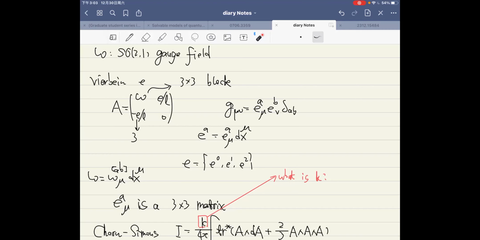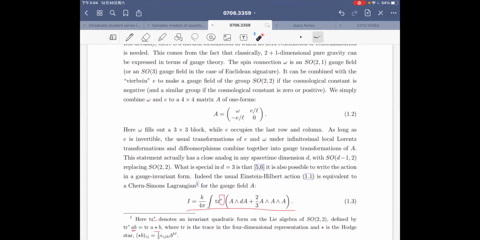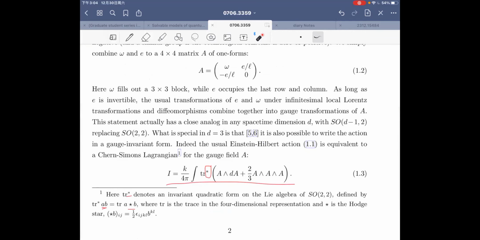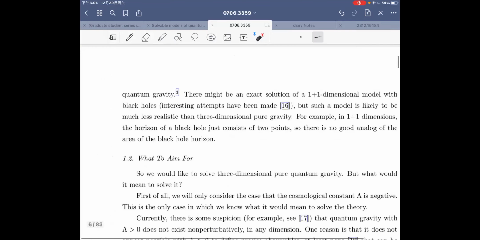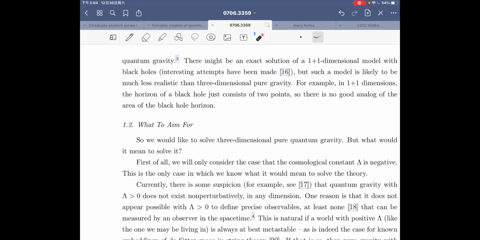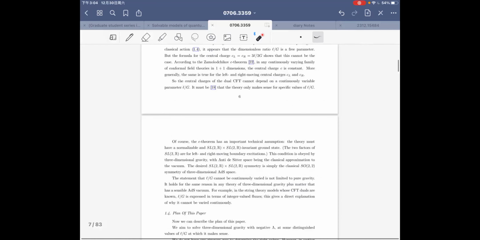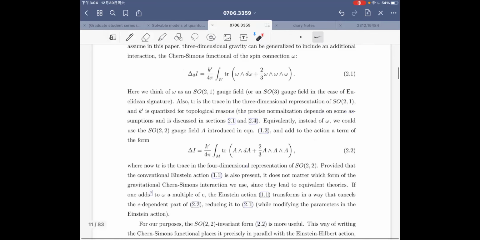Now here, there is a question regarding the relationship between K and L in 1.3. Let's see. Here, we want to know what's the connection between K and L in the Einstein-Hilbert action. And something remarkable is that we can introduce topological terms into the action, such as in equation 2.1. Let me see, 2.1 or 2.2.